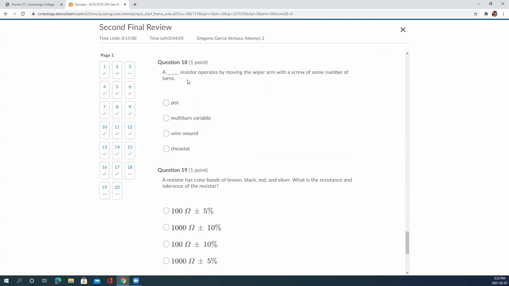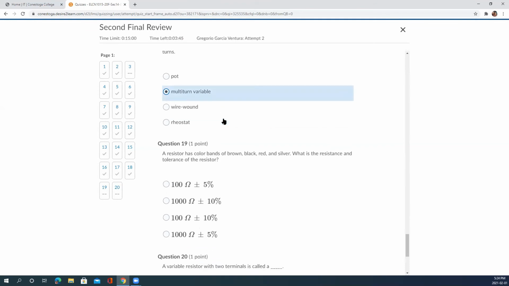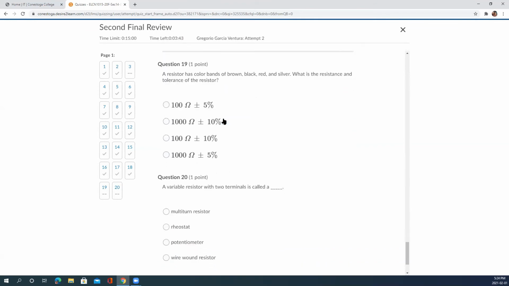So in question number 18, a blank space resistor operates by moving a wiper arm with a screw at some number of turns. That is called a multi-turn variable resistor, okay? And let's finish with the last two questions here.